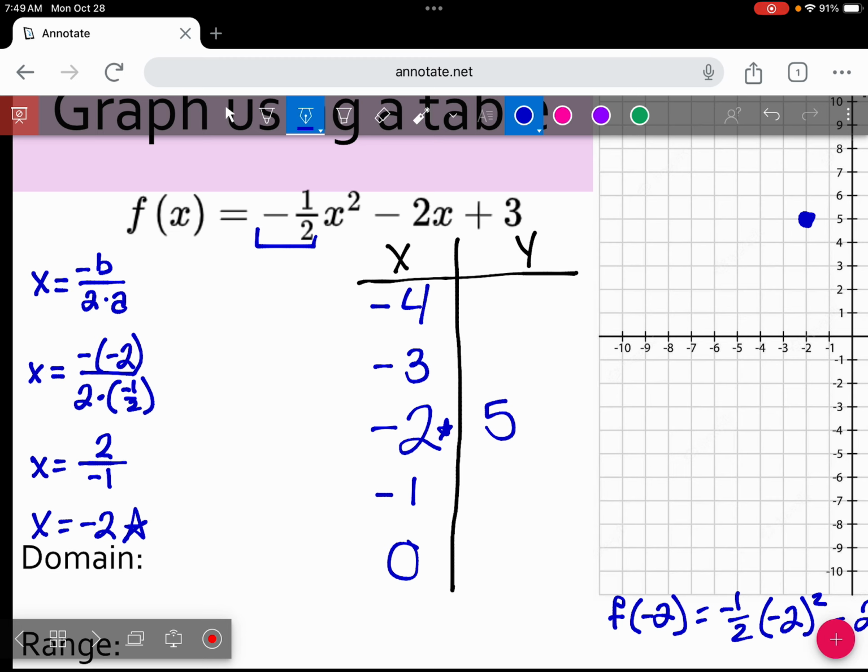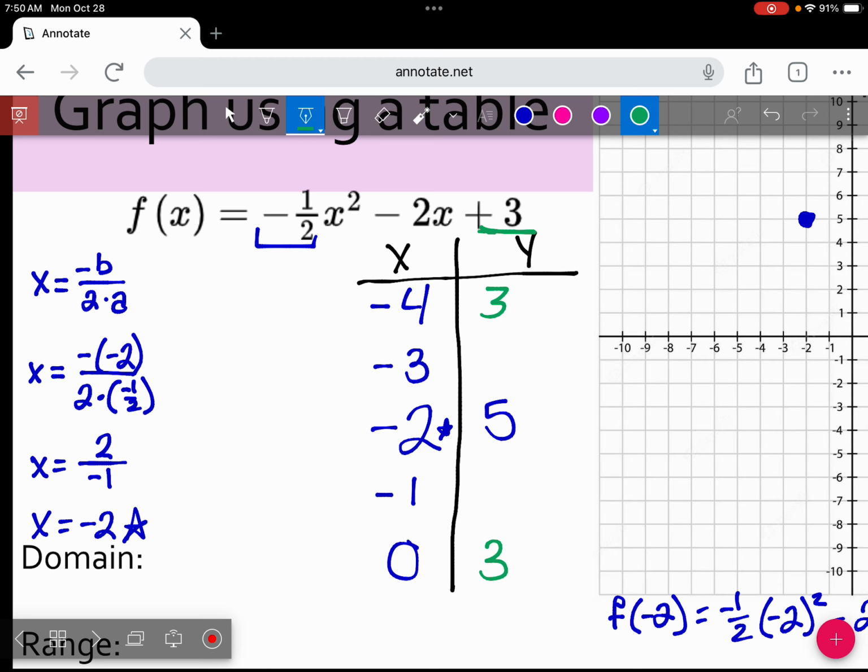Hey, we like it when 0 shows up in our x's because without any work, what is the y value when x is 0? 3. It's our c value, this guy down here at the end. So I know this guy's 3. Which means what other point has a y value of 3? The negative 4 does. The one that matches on the other side. So I really only have to figure out one more point in my function.